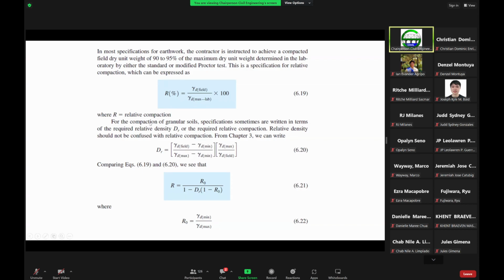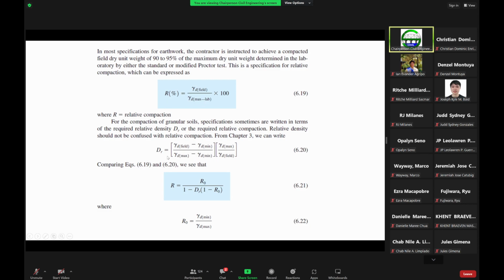Now, for the compaction of granular soils, specifications sometimes are written in terms of the required relative density, or the required relative compaction, such as this one here. Relative density, as compared to relative compaction, is defined by this formula here. So please don't confuse the relative density, that's D sub R, with the relative compaction, which is capital R.